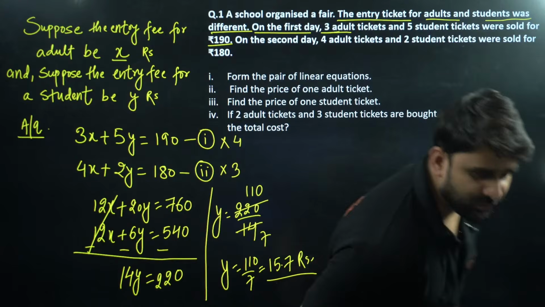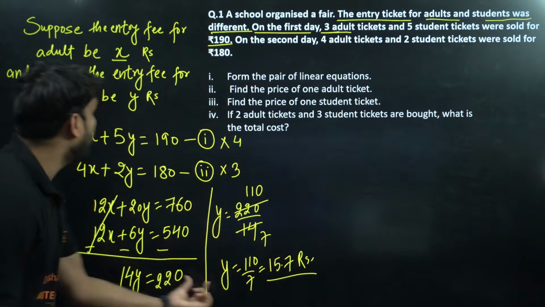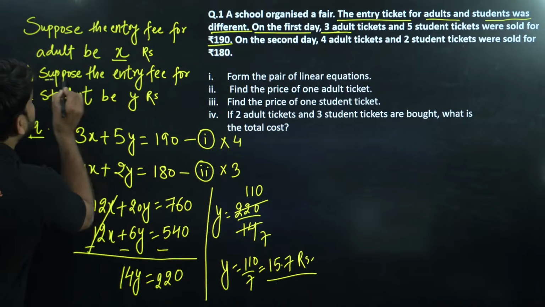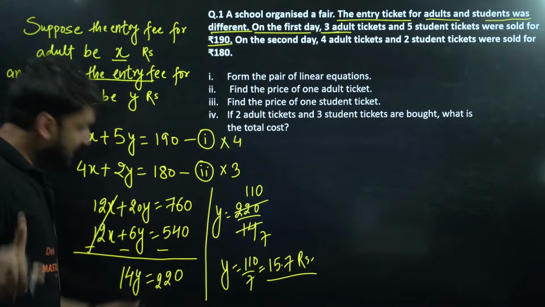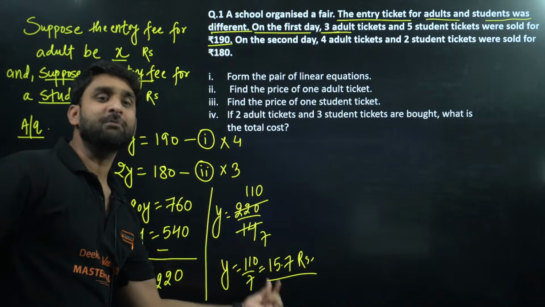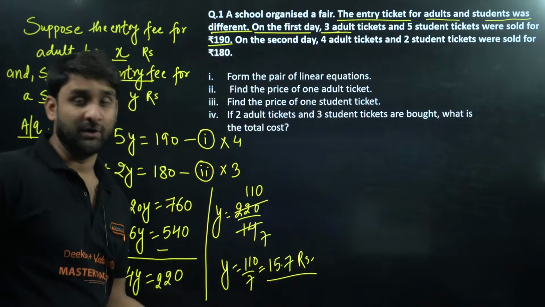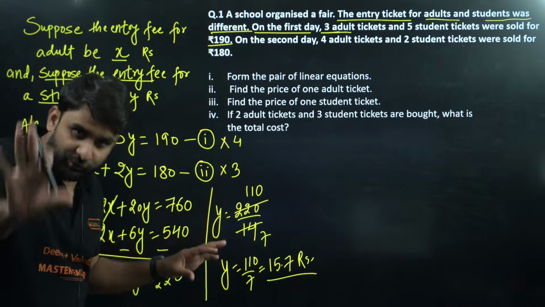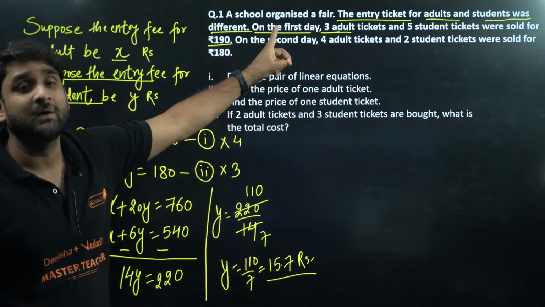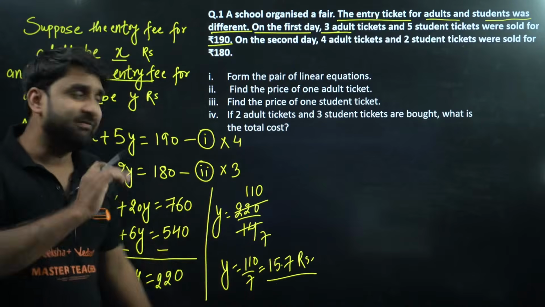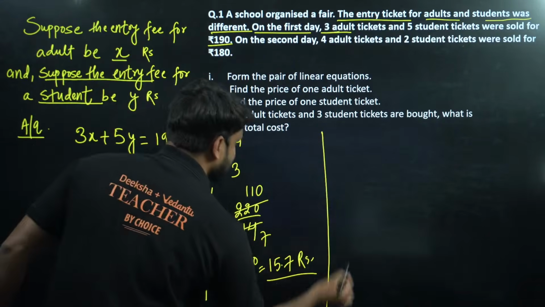Now find out X. Yes, Arush. See, so Y is what? Y is the entry fee for a single student. This is the entry fee. 15.7 rupees we have to pay if you are a student, at the entry gate to get entry in the event. Now moving to X. So find out X.